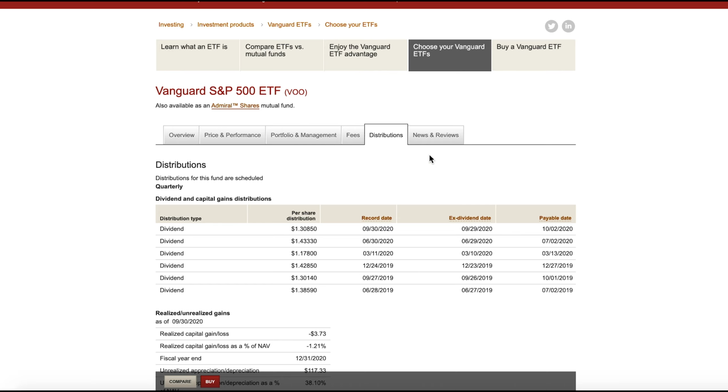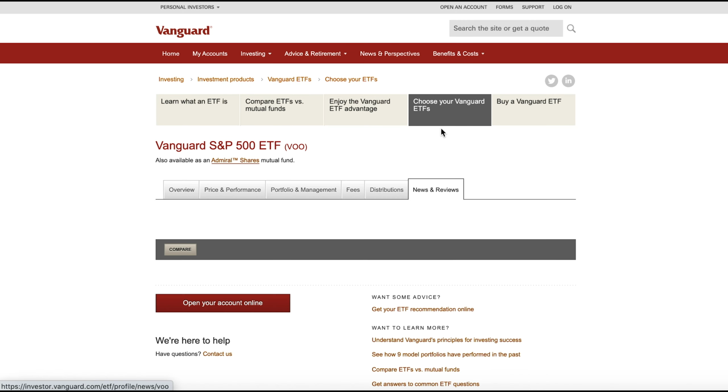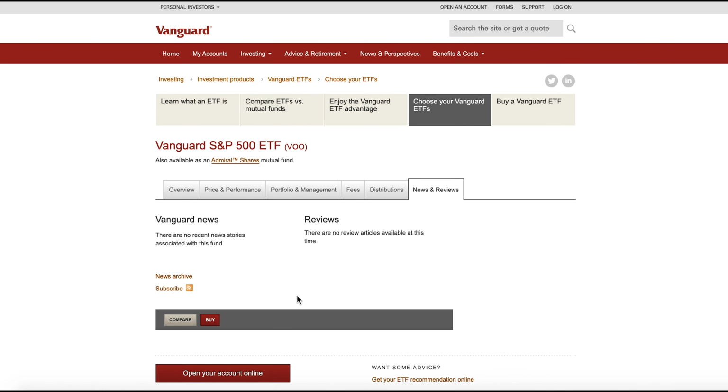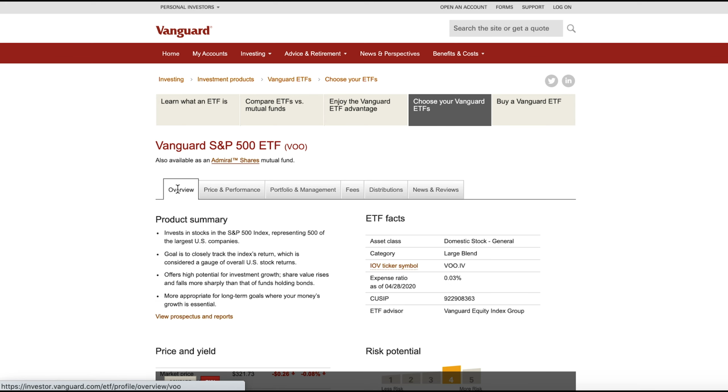And then there's this news and reviews tab, which usually doesn't have anything on it, so not much to see there. So you can go through these different overview pages for all of the ETFs that you're looking at, and hopefully this is helpful for understanding what is actually on the page, and hopefully this helps you look at the information you need to actually choose an ETF.